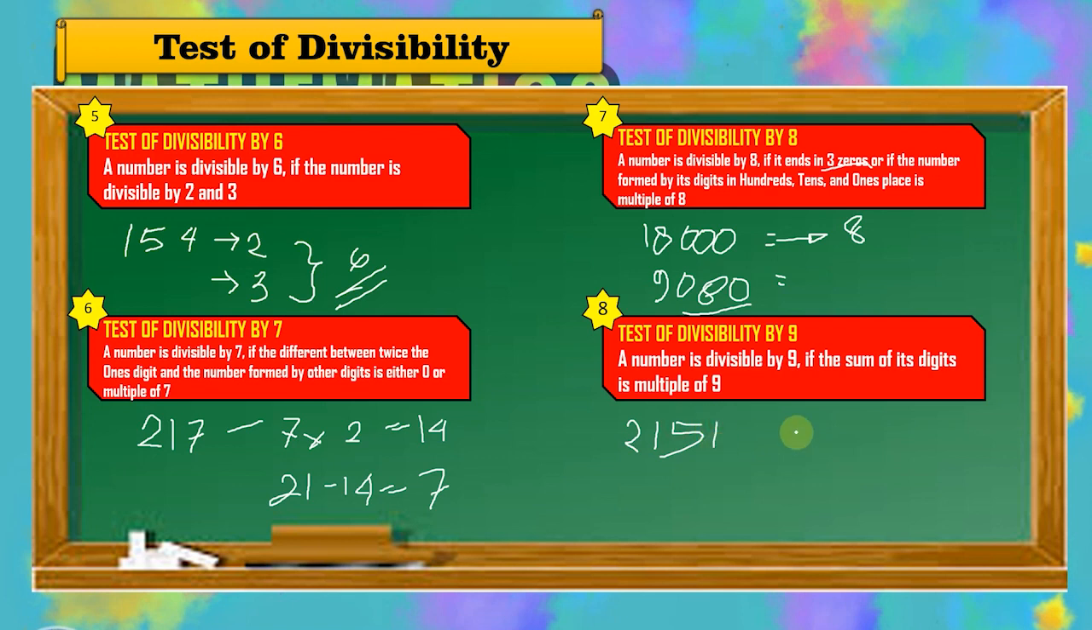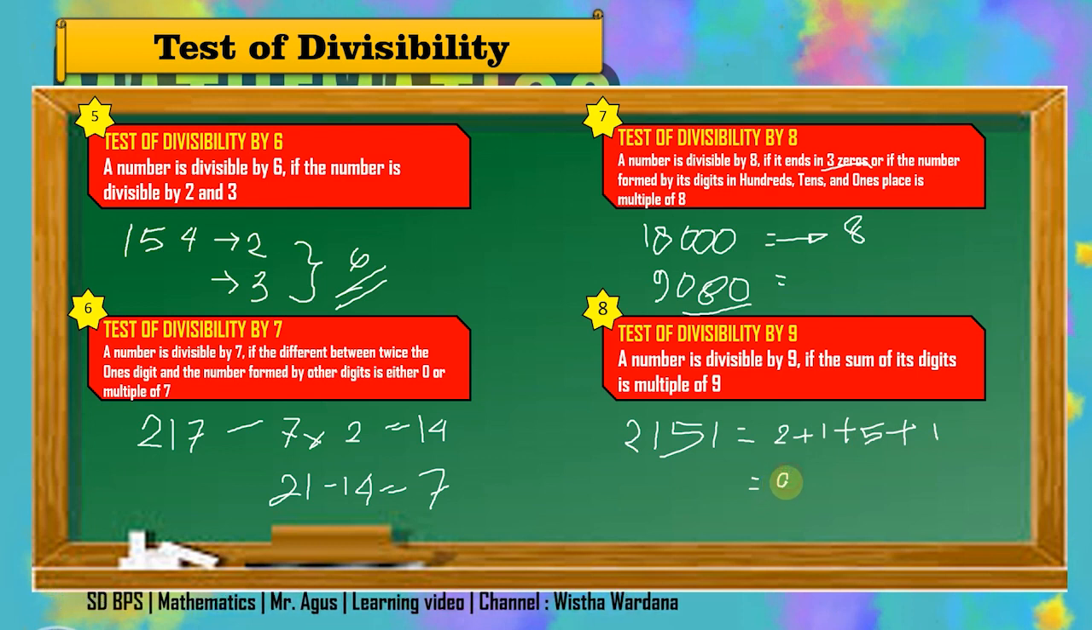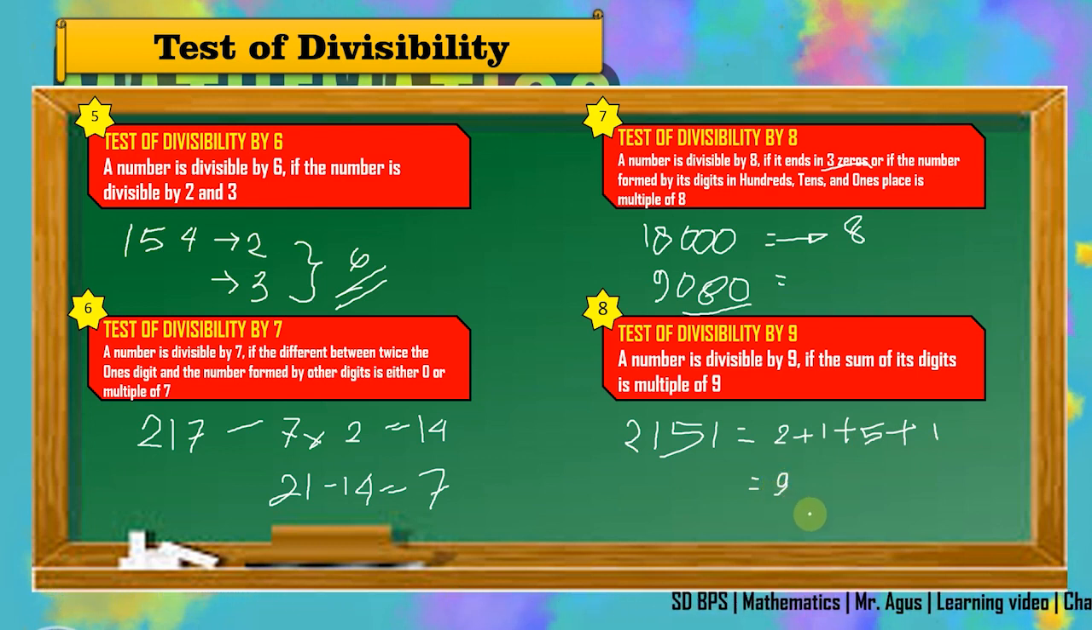2,151. Is the number given divisible by 9 or not? You can check by finding the sum of each digit. So 2 plus 1 plus 5 plus 1. So 2 plus 1 equals 3, plus 5 equals 8, and plus 1 equals 9. So we got 9. It means 2,151 is divisible by 9.